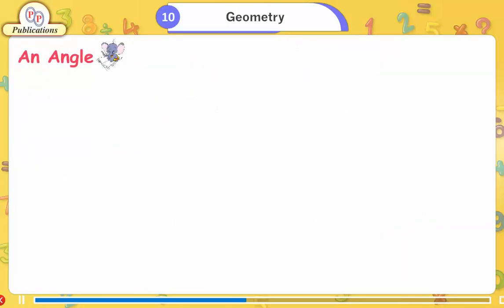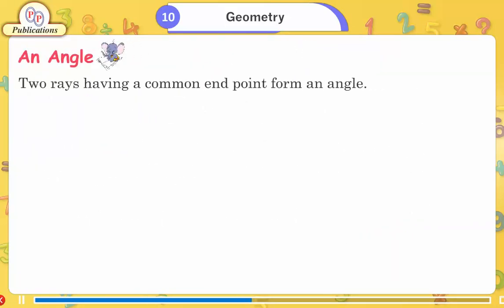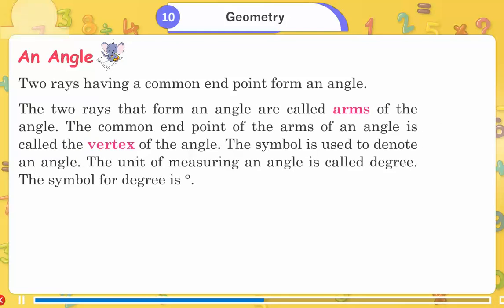An angle. Two rays having a common endpoint form an angle. The two rays that form an angle are called arms of the angle. The common endpoint of the arms of an angle is called the vertex of the angle. The symbol ∠ is used to denote an angle. The unit of measuring an angle is called degree. The symbol for degree is this.